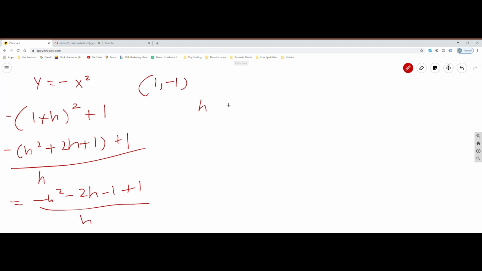So you can factor out h, cancel, and you're left with minus h minus 2. The slope is equal to negative 2 when you substitute h as 0.